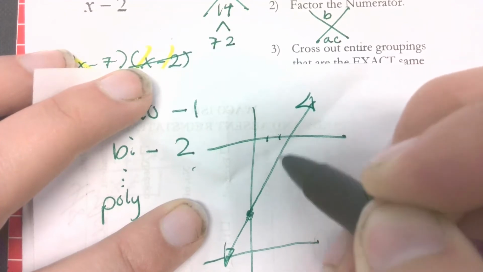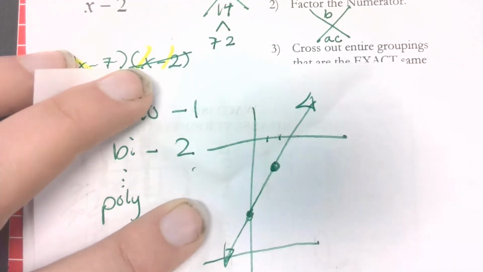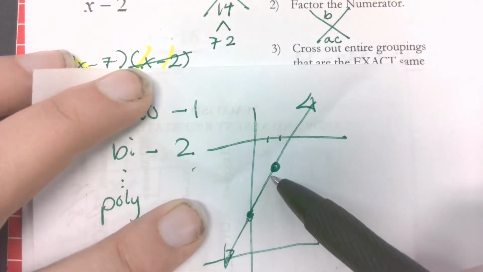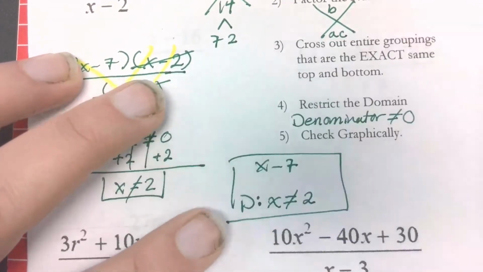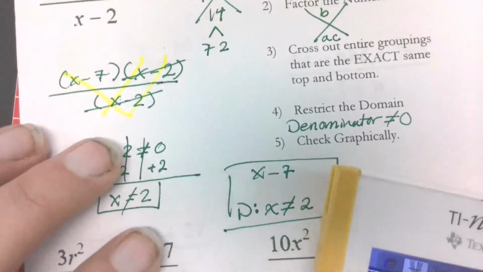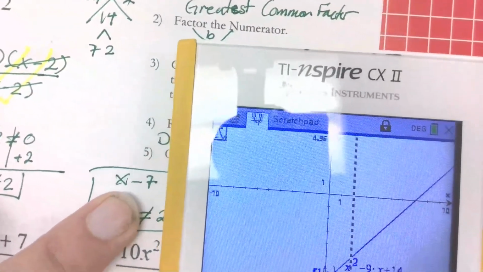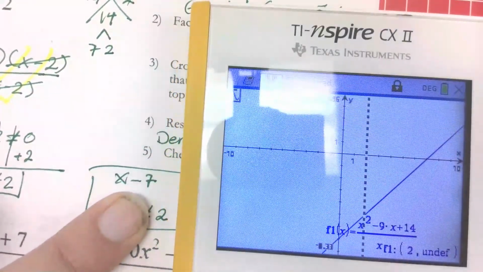And if you went to 2, there would actually be a hole in the line. It'd be like solid, solid, solid, skip a little hole, and then keep going. That's the only place that it's not defined. So then to see if our answer is right, all we're going to do is graph it, and it should trace exactly over this line.